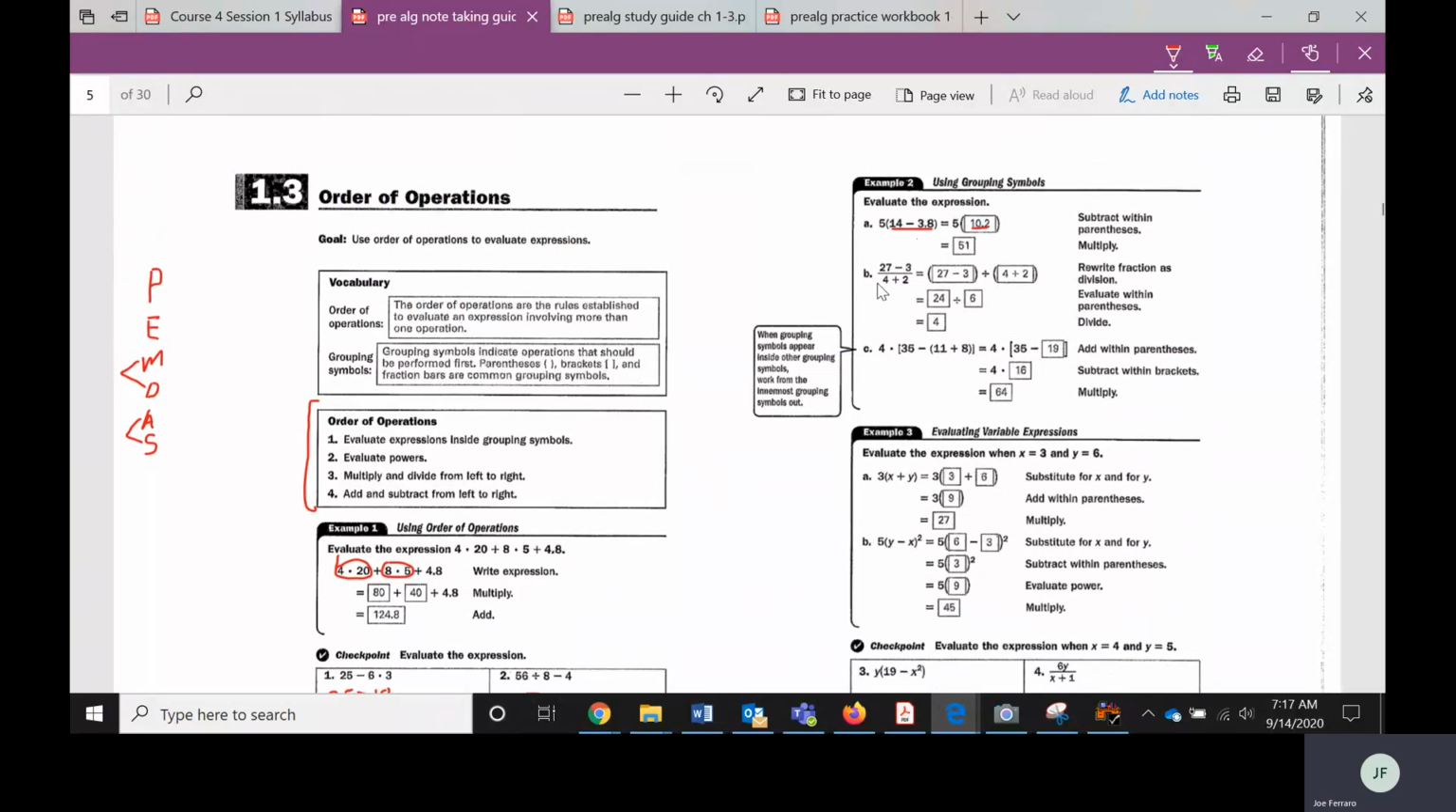Letter B. They don't really need to rewrite this, but they have a top and a bottom of a fraction bar.